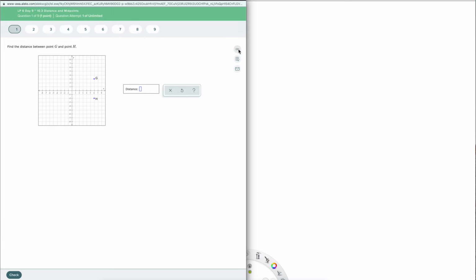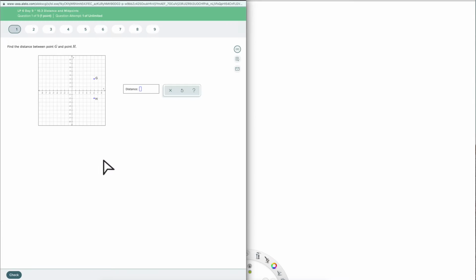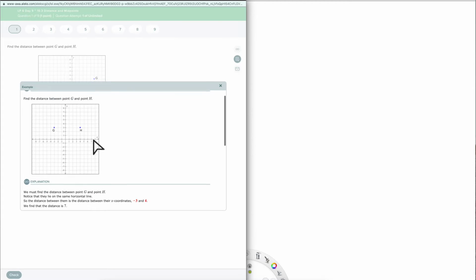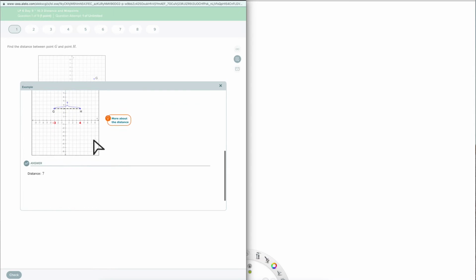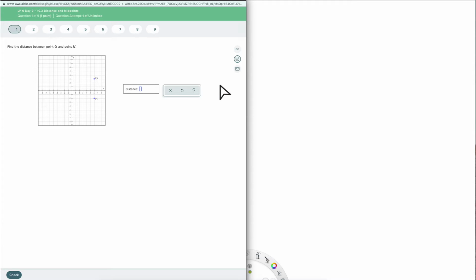All right, on the side we have explanation, example, and message center. So explanation tells us we're going to lose our question attempt because it's going to give us the answer to this question. So it's not going to give you the answer and then let you type it in there. But you can click on example and get an example very similar to what it is we're looking at. So we're going to look at the distance between 2 points that are either directly left and right of each other, so horizontal, or they're going to be vertical like our example. So it's kind of a very simple idea of distance.